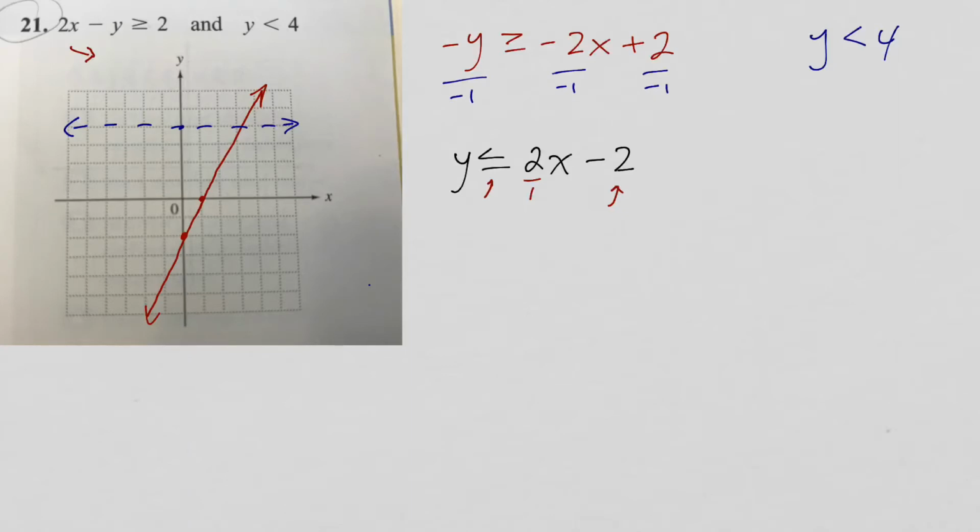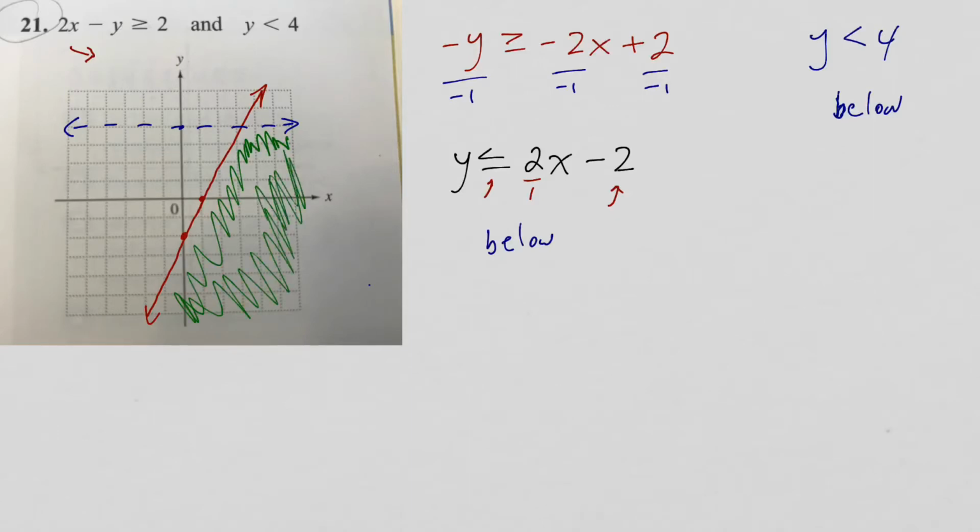Okay, now I'm shading below this line, and I'm shading below this line because they're both less thans. So the portion that's below both of them is this portion right here. So there's the shading for this one.